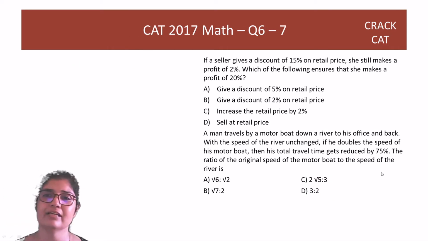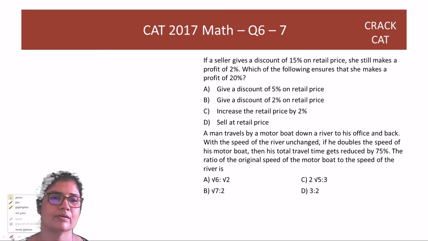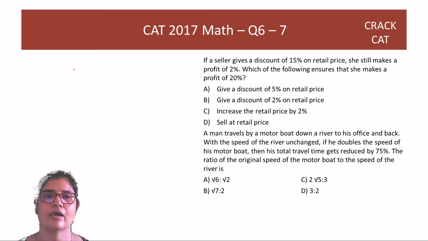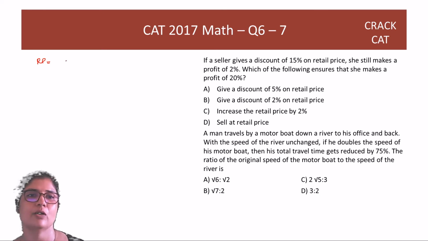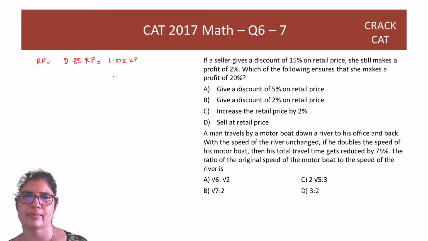If a seller gives a discount of 15% on a retail price, he still makes a profit of 2%. So with a 15% discount on the retail price, 0.85 of the retail price is still 2% more than the cost price. So it is 1.02 of the cost price.